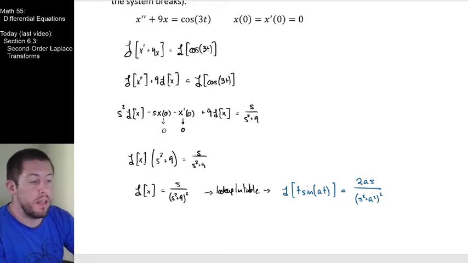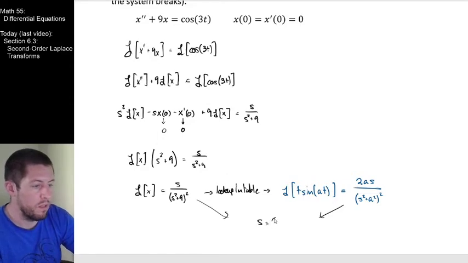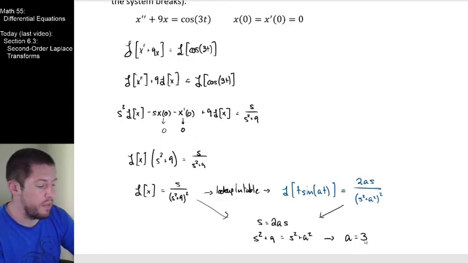So it seems to me like we just have s on top, and so what is a going to have to be? It looks like we need to have s being 2as, and I need to have that s squared plus 9 is equal to s squared plus a squared. So that tells me I need to have that a is going to be 3.